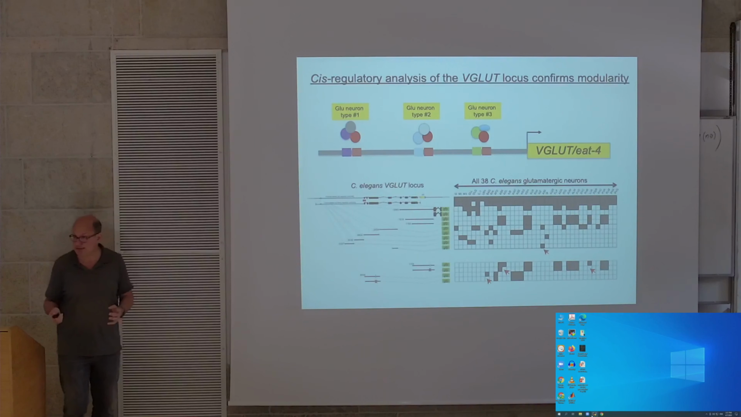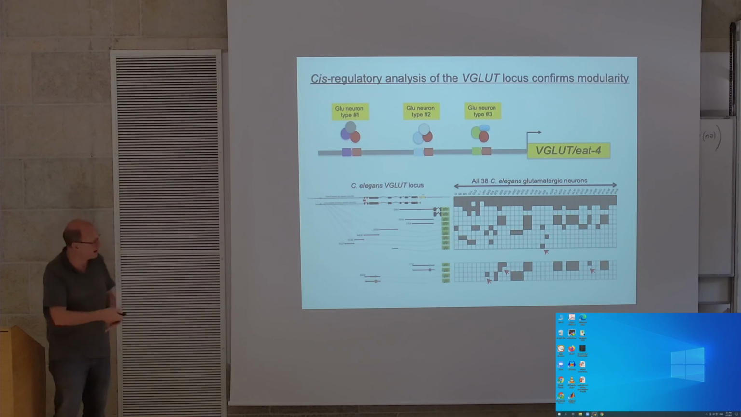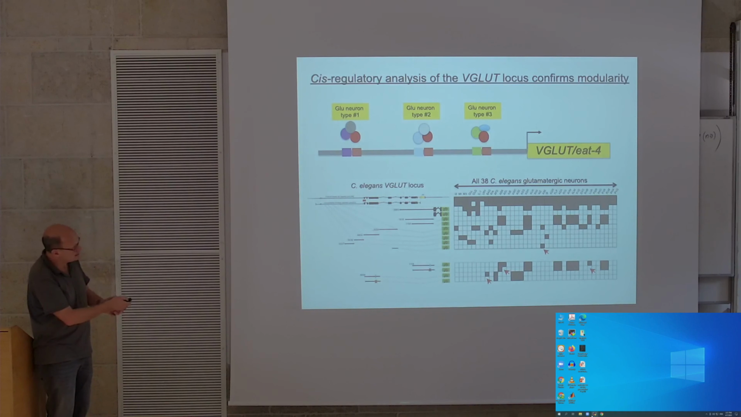And this is exactly what we see. So we take the entire V-glut locus here, fuse it to YFP in this case. These are all the 38 glutamatergic neuron classes, and this is now a totally random chopping of the promoter in different fragments, and you will see that different cis-regulatory elements drive expression in different cell types. You can do a more fine-grained mutational analysis.